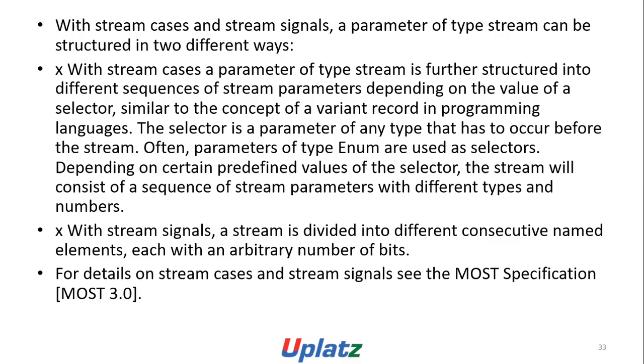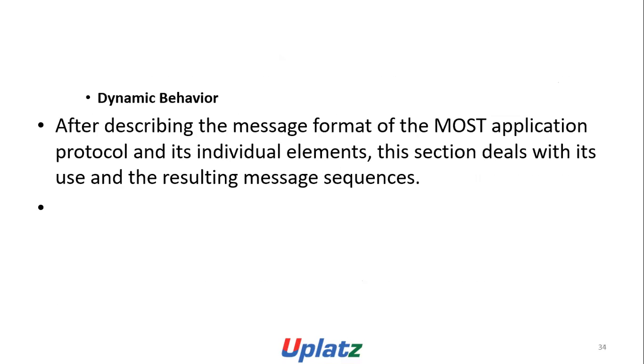The selector is a parameter of any type that has to occur before the stream. Often parameters of the type enum are used as selectors. Depending on certain predefined values of the selector, the stream will consist of a sequence of stream parameters with different types and numbers. With stream signals, a stream is divided into different consecutive named elements, each with an arbitrary number of bits. For details on stream cases and stream signals, see the MOST specification, MOST 3.0.